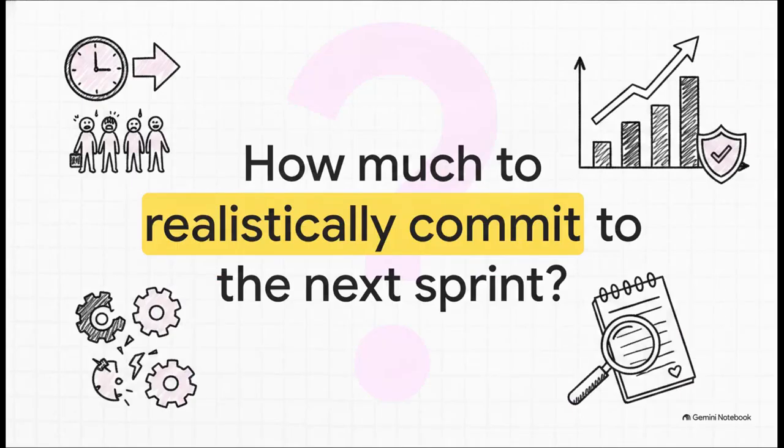So here's the million-dollar question, right? How much can your team realistically commit to the next sprint? It sounds like such a simple question, but man, getting it wrong is painful. It leads to missed deadlines, completely overloaded teams, and super frustrated stakeholders. Let's see how we can use actual data to answer this without all the guesswork.